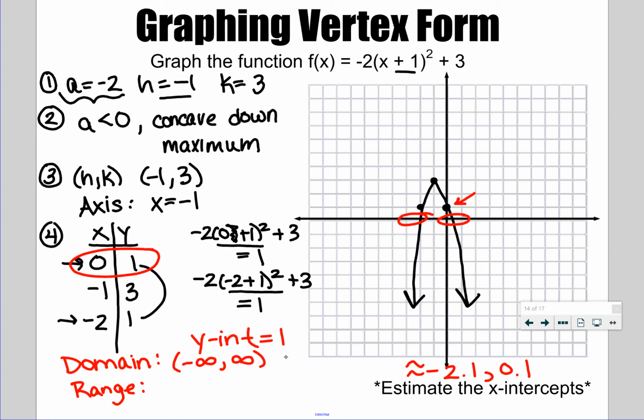And that's going to be the same for all quadratics, because you will not have any domain restrictions in a degree 2 function. Your range, this graph does not go up and down forever. It goes down forever, but it only goes up to the highest y value, which is at 3, where your vertex is. So we're going to say our range is negative infinity all the way up to 3 with a bracket.